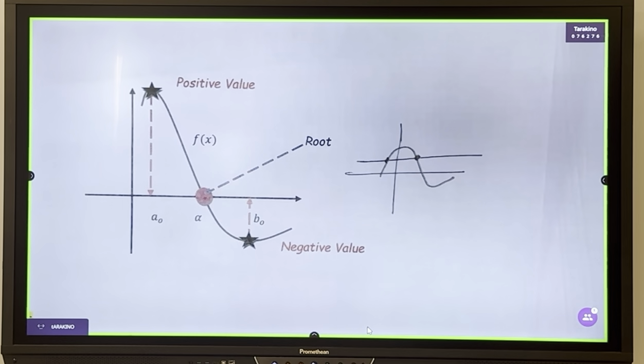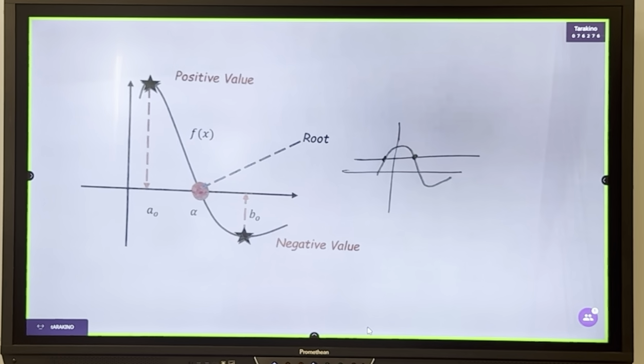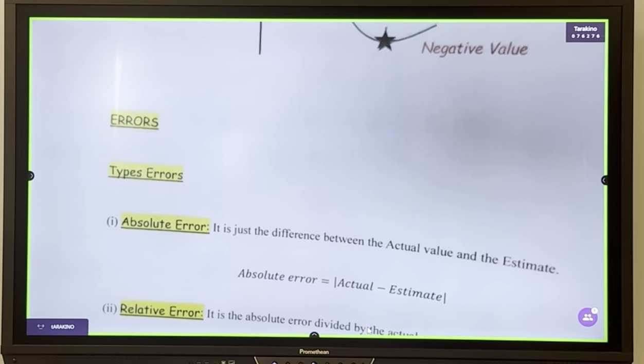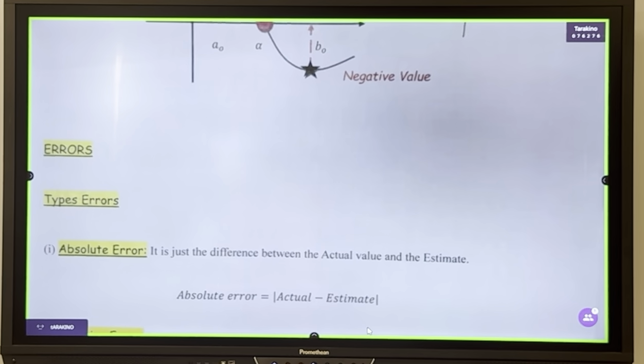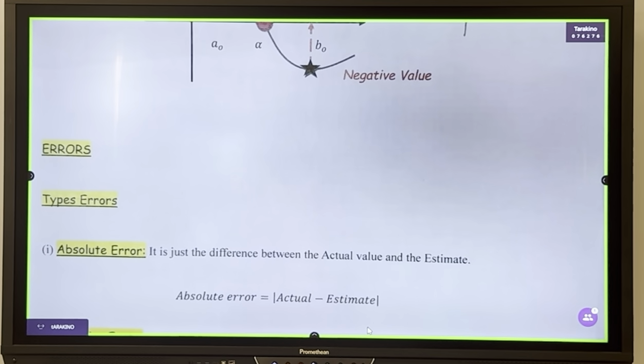Then we move on to errors, right? Remember, we are approximating, hence we are bound to make errors. So for errors now, we have three types of errors which you're supposed to know. The first one, which is the most basic one, is called the absolute error. So the absolute error is just the difference between the actual value and the estimate, right? So we always take the absolute, meaning whether it's negative or positive, the answer will always be positive.